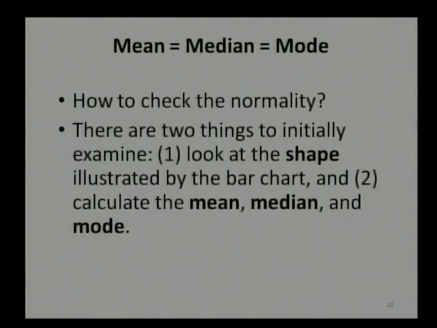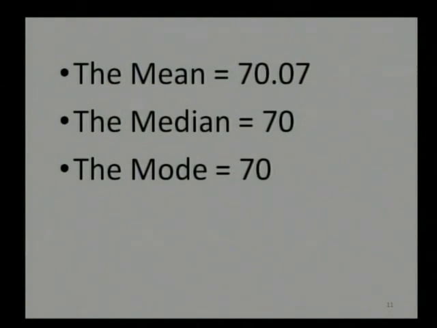The second point is to calculate the mean, median and mode. If the mean, median and mode are equivalent, somewhat the same, then you can say that the data is following a normal distribution. Here in our case, the mean is 70.07, the median is 70 and the mode is also 70. So they are approximately the same, and it is quite enough to conclude that our data is following the normal distribution.